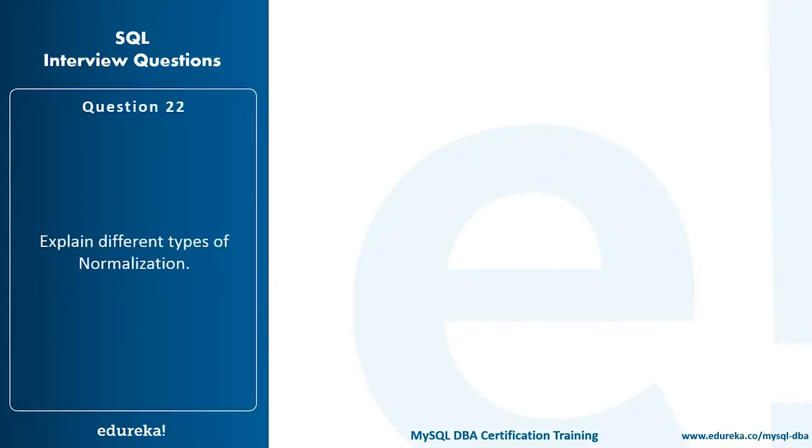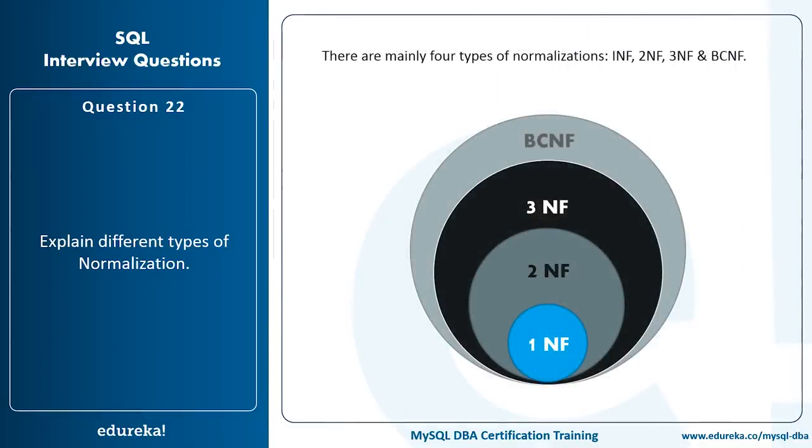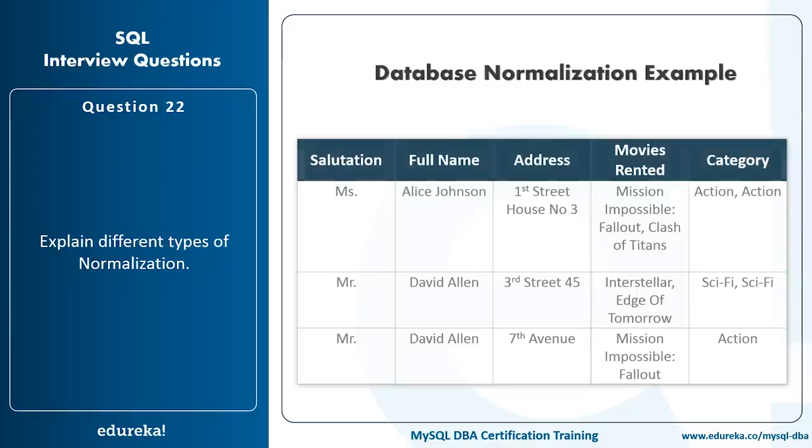That is, what are the different types of normalization? So there are mainly four types of normalization, that is 1NF, 2NF, 3NF, and BCNF. Now let me explain the different types of normalization with an example. So guys, this is the table that we're going to consider for the example. Now you basically have to apply normalization to this particular table.